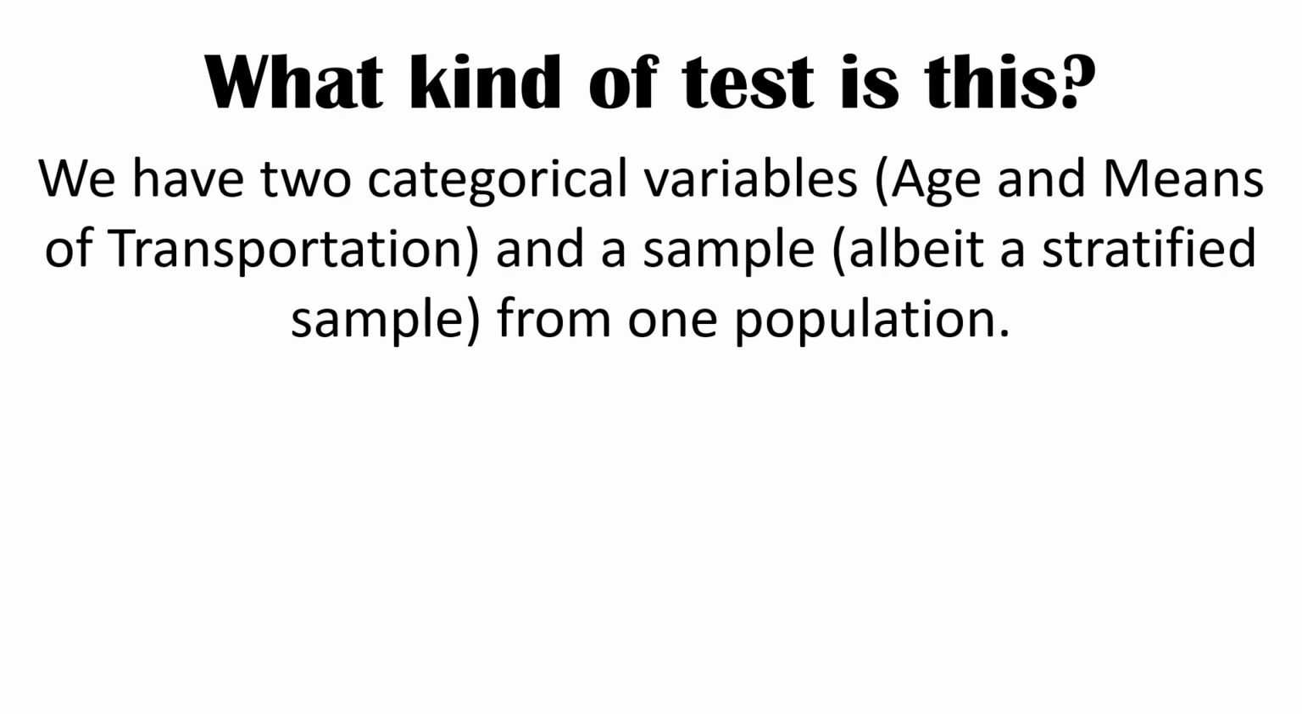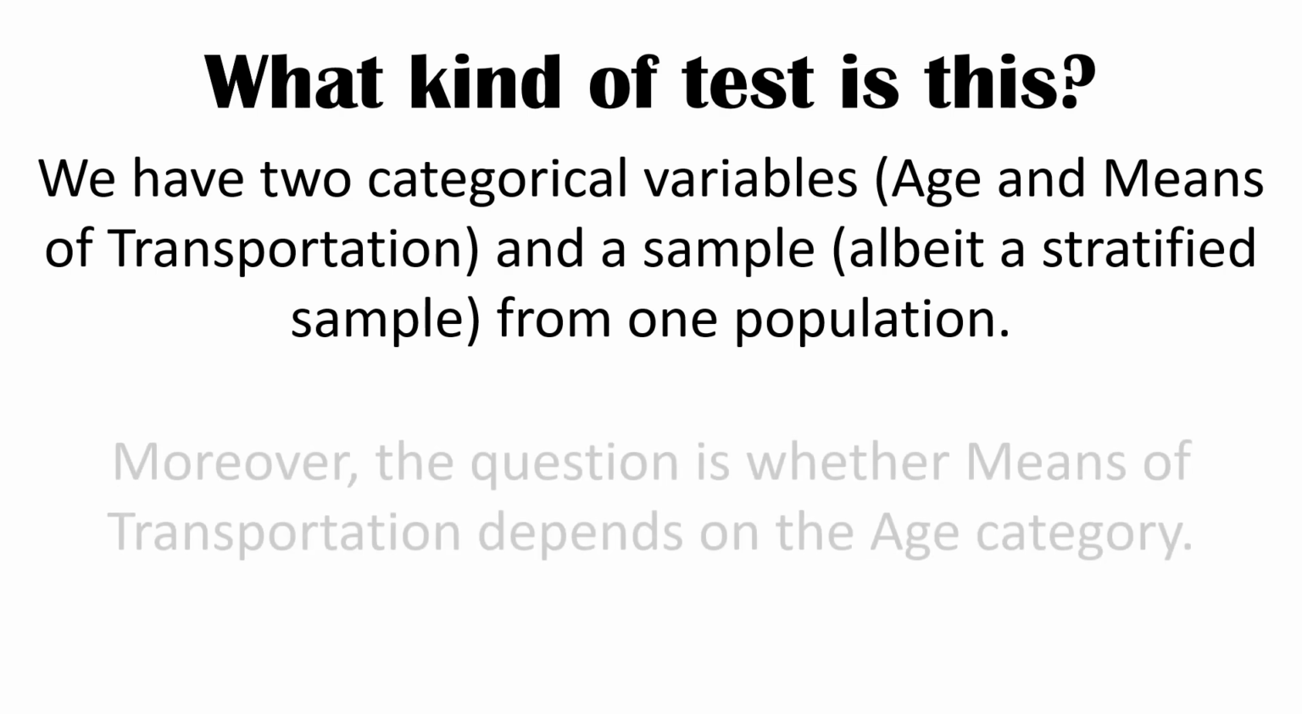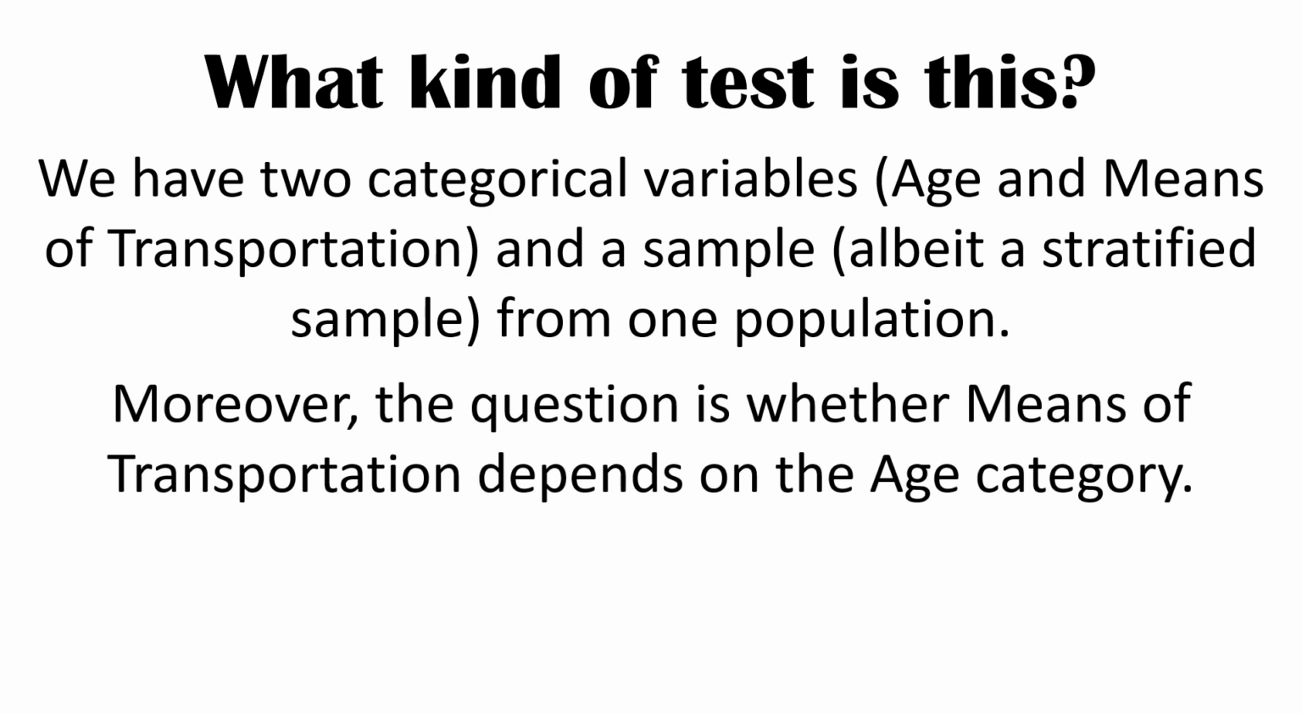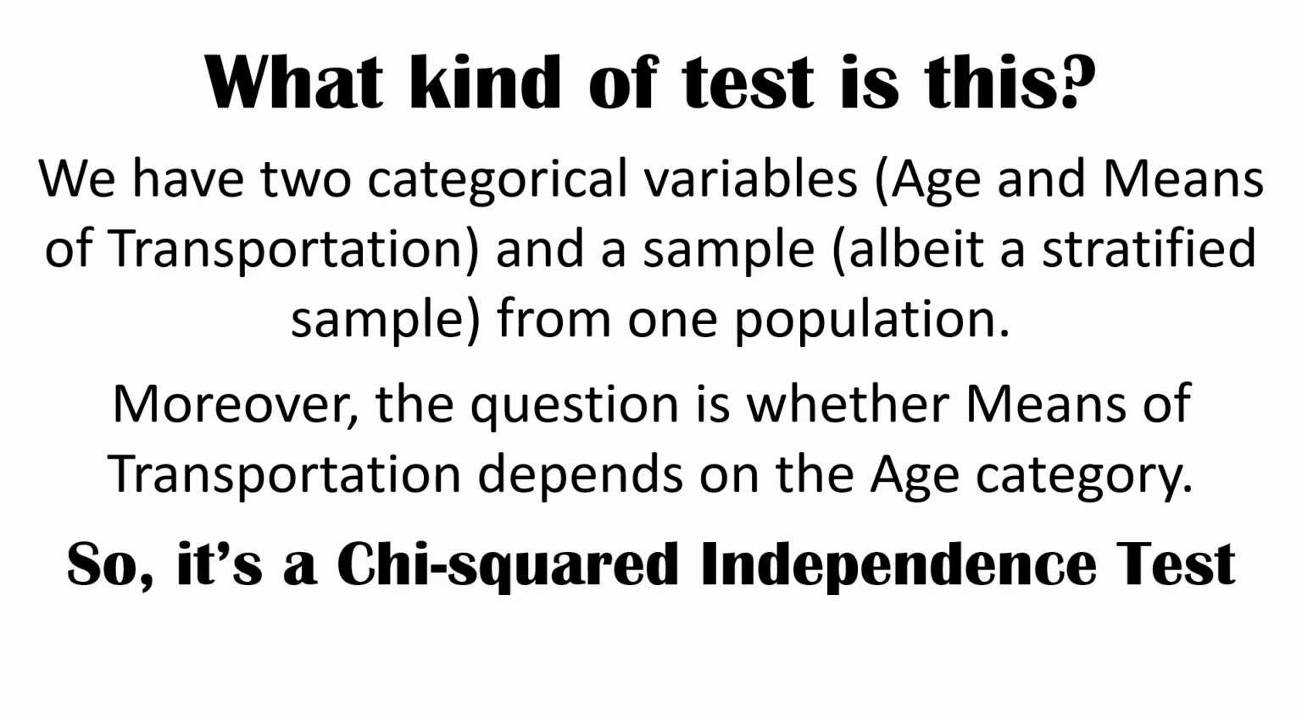The only test for which there are more than one categorical variables would be the independence test. So we know this must be an independence test. Also, of course, the question asks whether the means of transportation depends on the age category. So the word depends is actually in this scenario. And so that's how we know it's a chi-squared independence test.